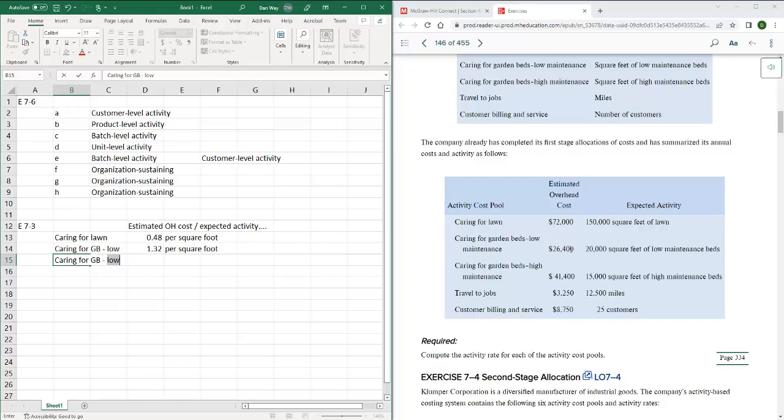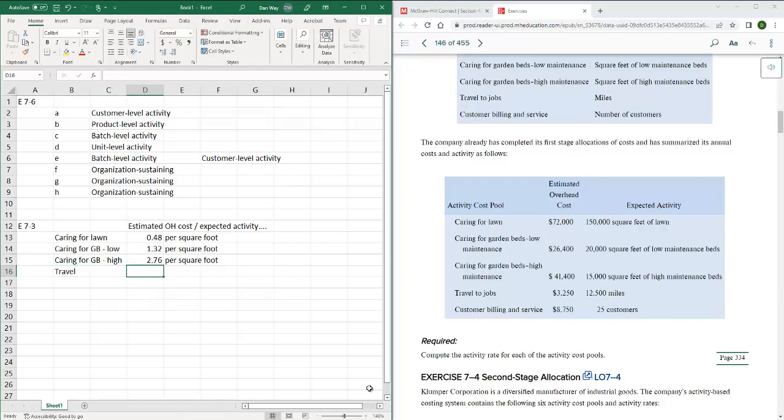Next, we had caring for the garden beds of the high maintenance variety. So it costs us more to do that. That makes sense, or we think it will anyway. Estimated overhead cost $41,400. Let's divide that by the 15,000 square feet of high maintenance beds we expect to care for in the coming period. And there's $2.76 per square foot. It's a little more than twice as much to care for the high maintenance beds as to care for the low maintenance beds. Hopefully our billing to customers reflects that.